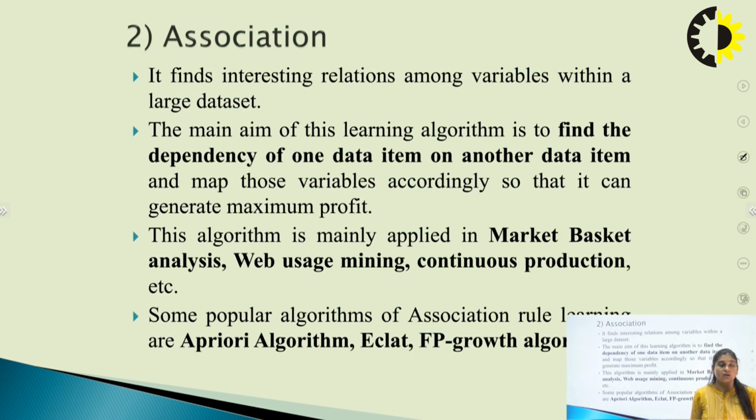The second category of unsupervised learning is association. Association finds interesting relations among the variables within a data set. The main goal of this learning algorithm is to find out the dependency of one data item on another data item and map those variables accordingly so that it can generate the maximum profit. This algorithm is mainly applied in market basket analysis, continuous production, and web usage mining, etc. There are certain algorithms specifically used for this category. First is the Apriori, Eclat, and the FP-growth algorithms.